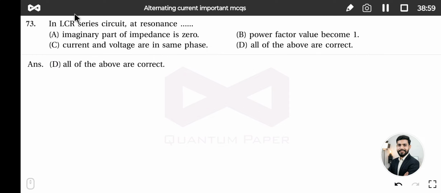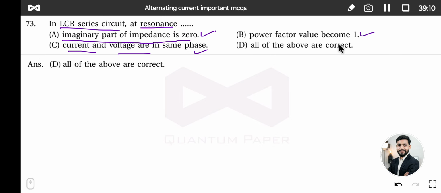Next question, in LCR circuit at resonance. Okay, so at resonance, imaginary part of the impedance is 0, correct. Current and voltage are in the same phase, power factor is 1. So all the options are correct in this case. At resonance, these are the conditions. Look at the next one.